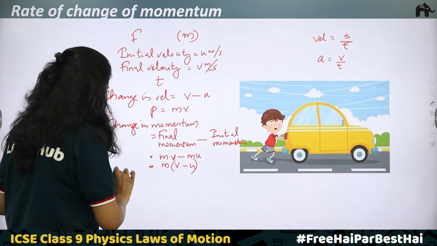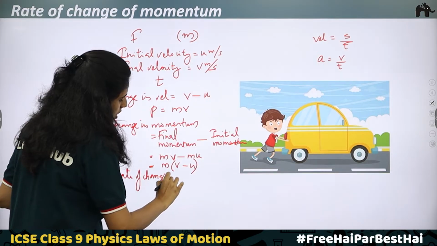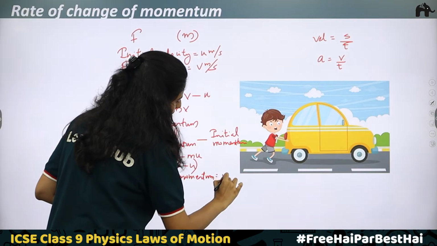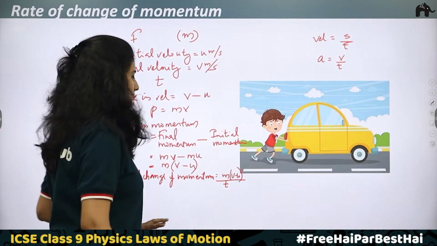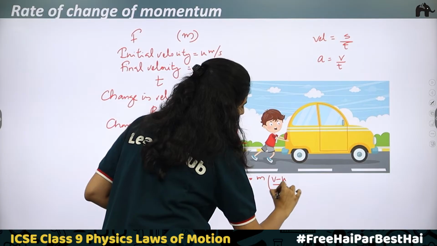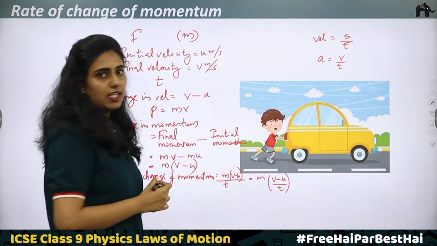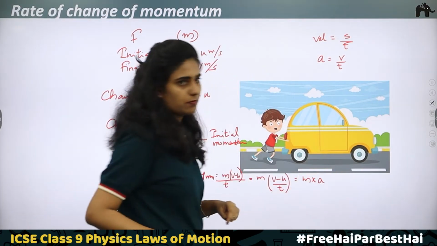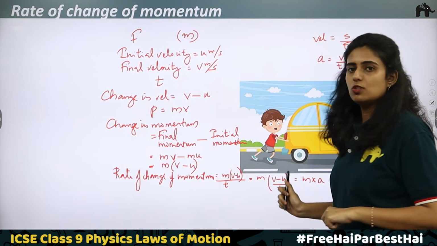Now, to find rate of change of momentum. Rate of change of momentum will be equal to m into v minus u divided by t, where t is the time. Or this can be written as m into v minus u divided by t. What is v minus u by t? Acceleration. So, you will be getting mass into acceleration. So, rate of change of momentum is equal to mass into acceleration.